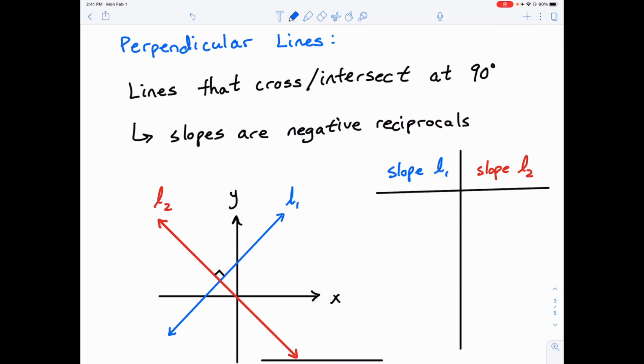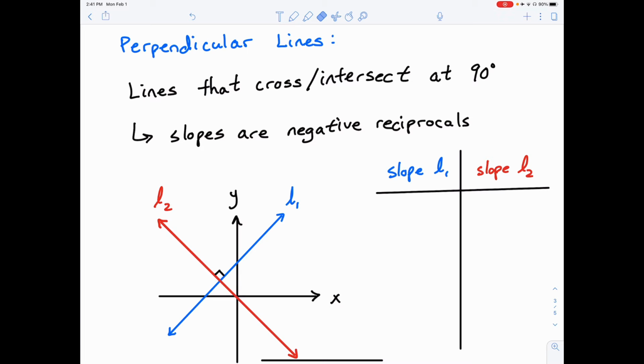Now let's talk about perpendicular lines. Perpendicular lines are basically lines that cross or intersect once, and they cross at 90-degree angles. We take a look at the graph here, we have a red line and a blue line, and we see that when they cross, they form that 90-degree angle, or that box to show 90 degrees. For this to happen, it means that their slopes are negative reciprocals.